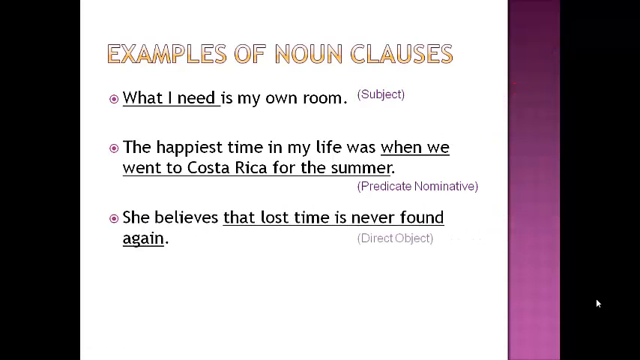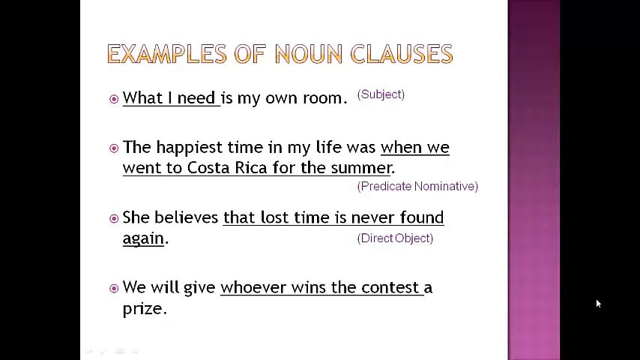In my third example, she believed that lost time is never found again. That lost time is never found again is my noun clause, and it functions as a direct object in this sentence. And in our last example, we will give whoever wins the contest a prize. Whoever wins the contest is my noun clause, and in this sentence it's functioning as an indirect object. So you can see it can be any place within your sentence.